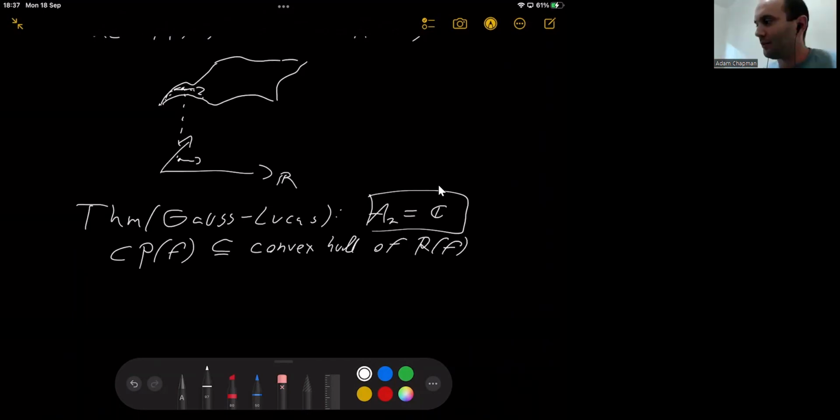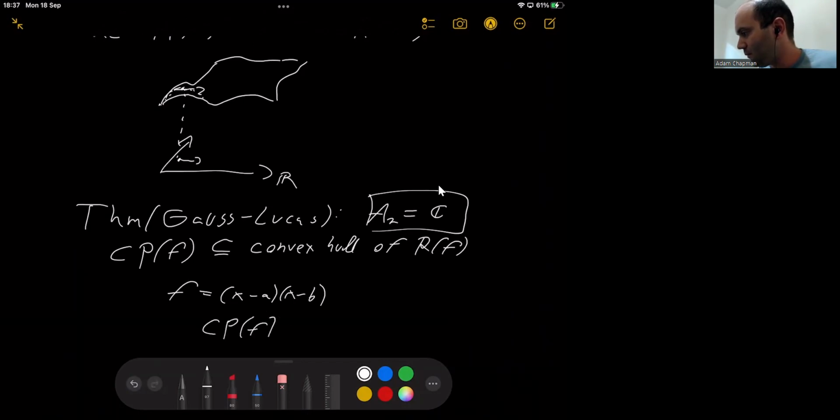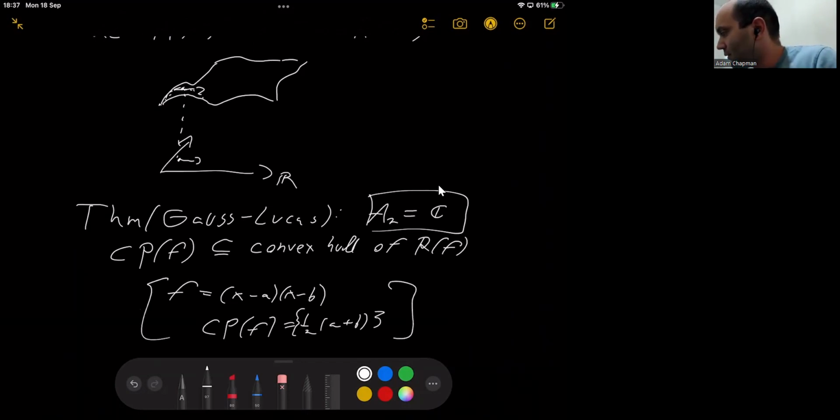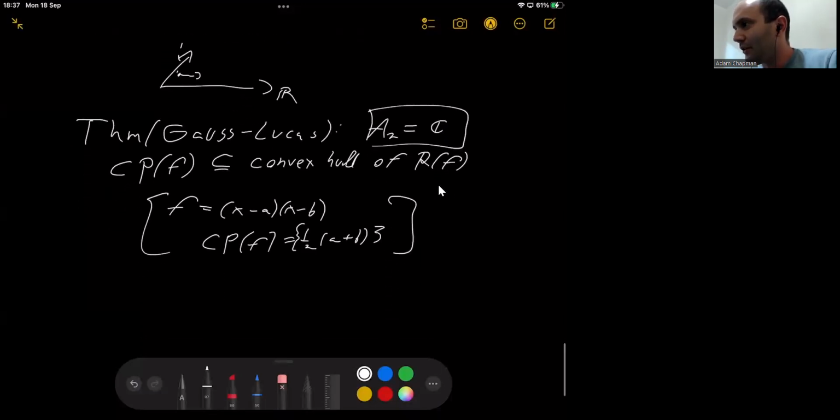So the classical example is that when you take f to be x minus a times x minus b, the only critical point you have is 1/2 (a plus b). Certainly a and b are roots, so you have the midpoint between those two roots. And that's just an example to understand what's going on here. Of course, the proof is more interesting than just this example, but that's the theorem that we are considering.